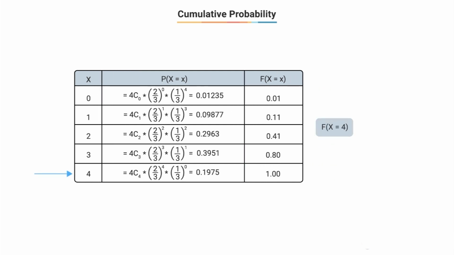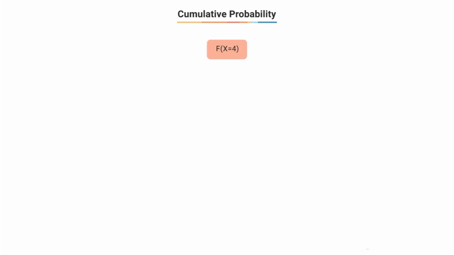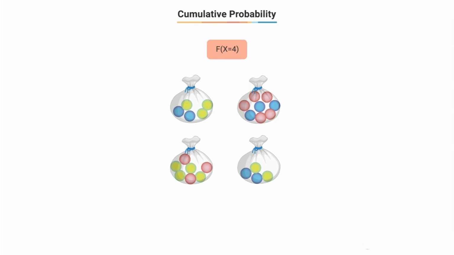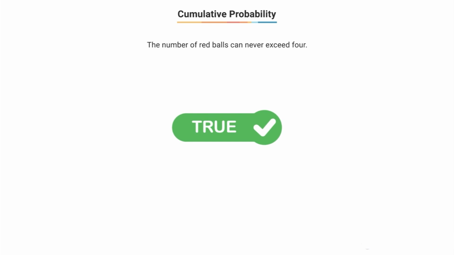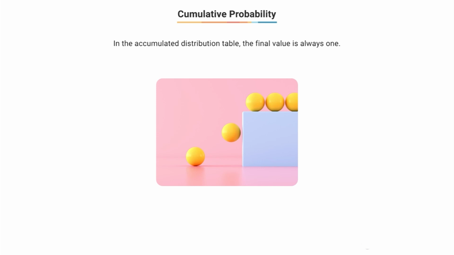And F of x equal to 4 will be F of x equal to 3 plus probability of x equal to 4, which is 0.80247 plus 0.1975, which is equal to 1. This is because F of x equal to 4 means that we are finding the probability that out of 4 balls drawn, 4 or fewer could be red balls. This will always be true as the number of red balls can never be more than 4 if the maximum balls that we are drawing is 4. Hence, the final value in the cumulative distribution table will always be 1.